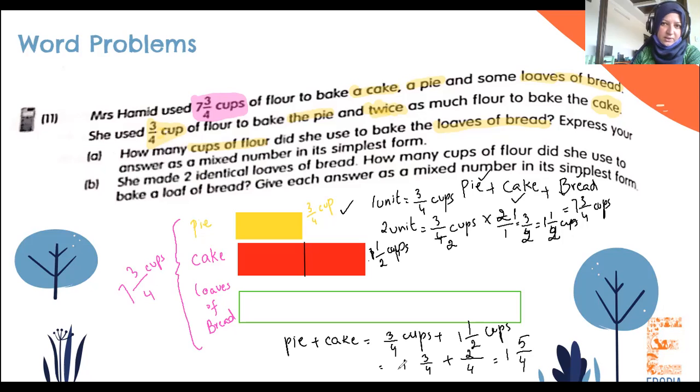I'm going to save this. So now you know this is 1 whole 5 by 4 cups. Now this is also not in the proper simplest form, so you have to convert it into simplest form. So this will become 1 plus 1 whole 1 by 4. So this becomes 2 whole 1 by 4. Let's save this.